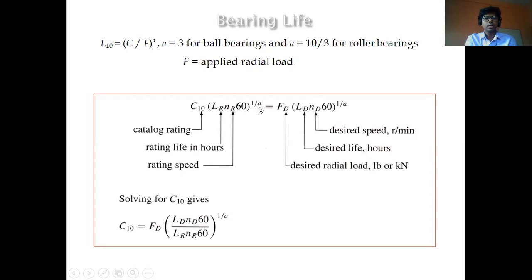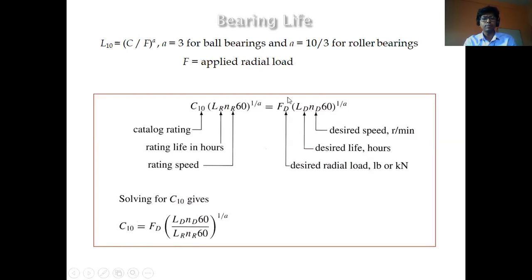FD is the desired radial load, it could be in pounds or kilonewtons, and LD is the desired life. I have given a problem so that you can easily understand these things. Yes, C10, if asked for the catalog rating, you can find it from this equation.